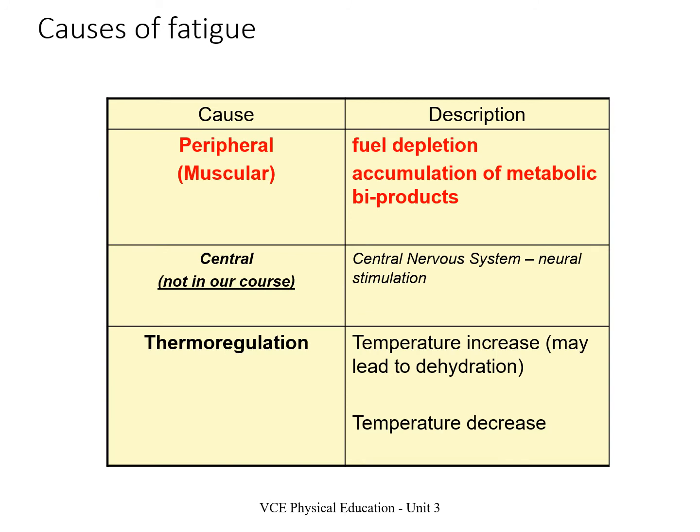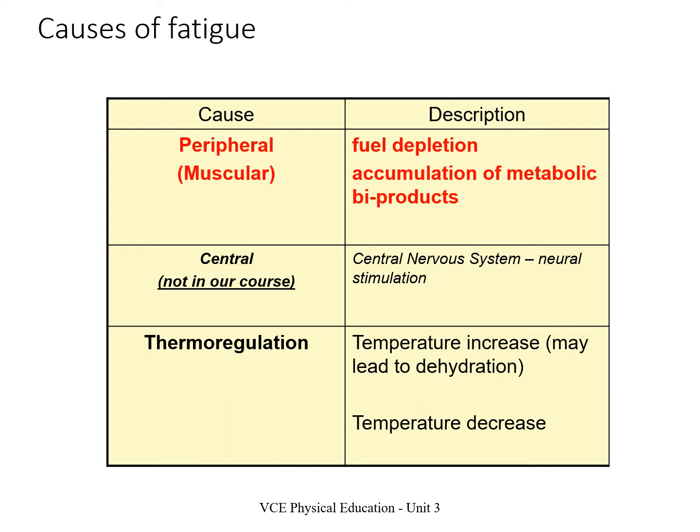The causes of fatigue is where the nuts and bolts of this area of study need to be unpacked. And you can see there on the left, peripheral muscular is one, so anything that occurs within the muscle. Central is outside of the muscle, and in particular central nervous system and looking at all the neural stimulation. And then thermoregulatory is anything to do with a temperature increase or drop. In most cases we're looking at an increase, and dehydration plays a major role in that.